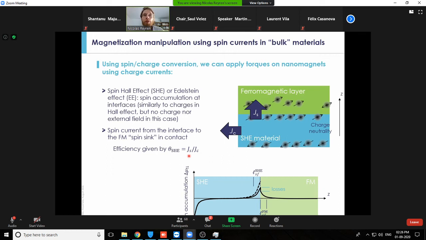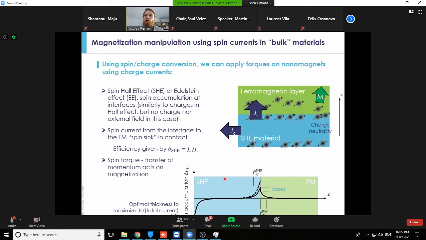But this number, of course, in an experiment, is an effective number that depends on all the details of the interface and so on. So I just want to remark here that if you want to fix the current, not the current density, then to have an optimum spin current density, you need a thickness of the spin Hall effect material that is about the spin diffusion length. I will come back to this later to compare with the surface states.